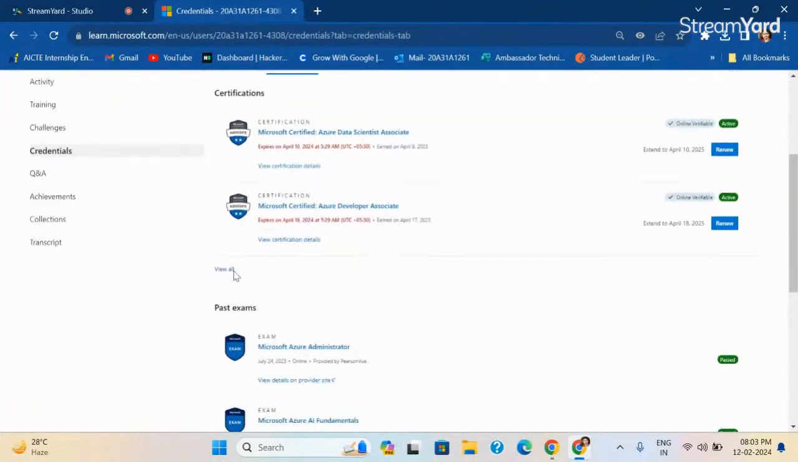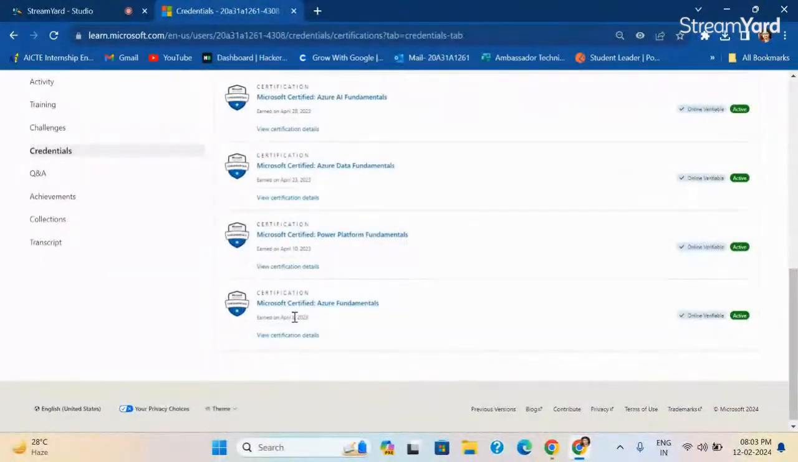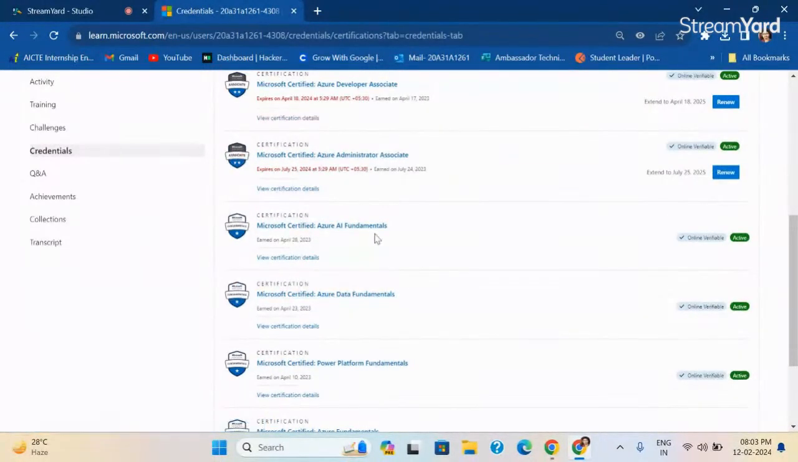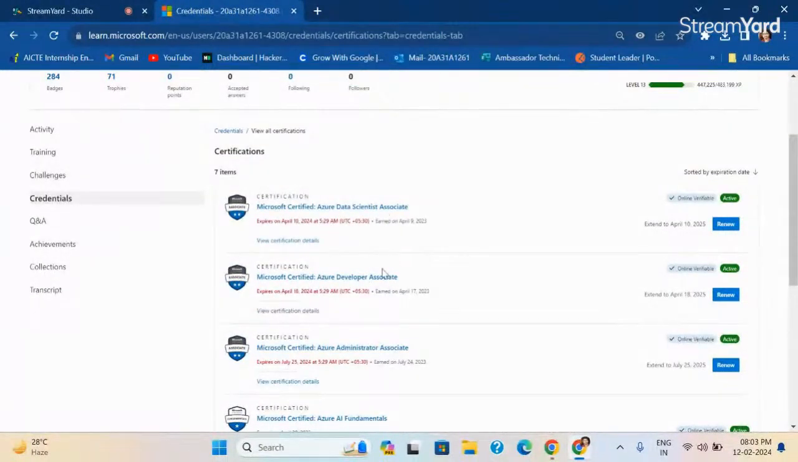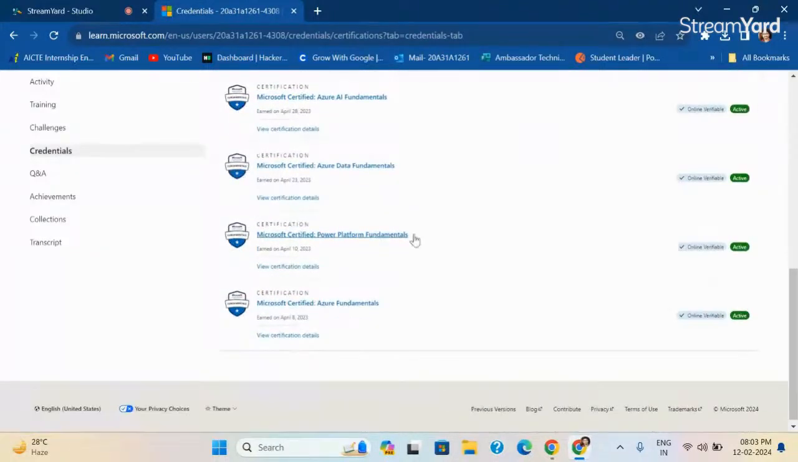These are the certifications I completed in my academic year 2023-2024. I started with Microsoft Certified Azure Fundamentals, Power Platform Fundamentals, Azure Data Fundamentals, and AI Fundamentals, and these are the professional certifications: Azure Administrator Associate, Azure Developer Associate, and Azure Data Science Associate. Whatever we learn from the Azure portal, we should know about Azure. The basic certification we have to complete first is the Azure Fundamentals Certification. This certification costs nearly $99, and you have to complete the exam using vouchers.